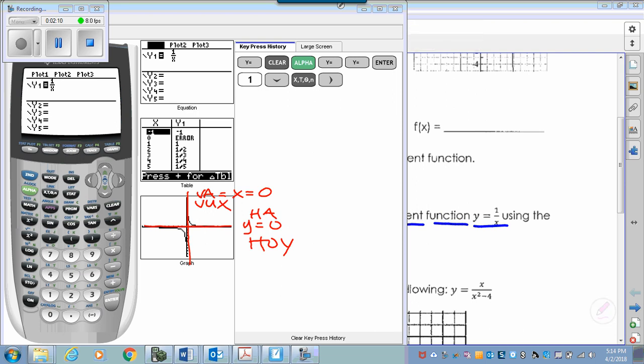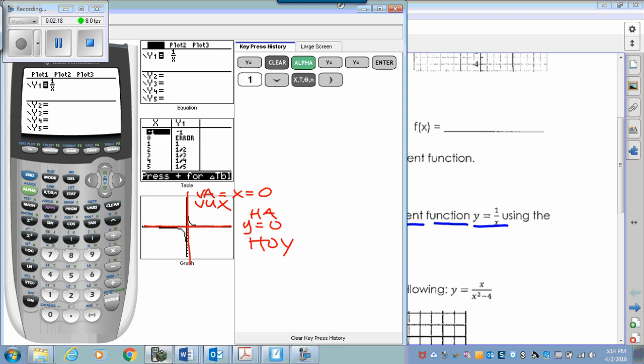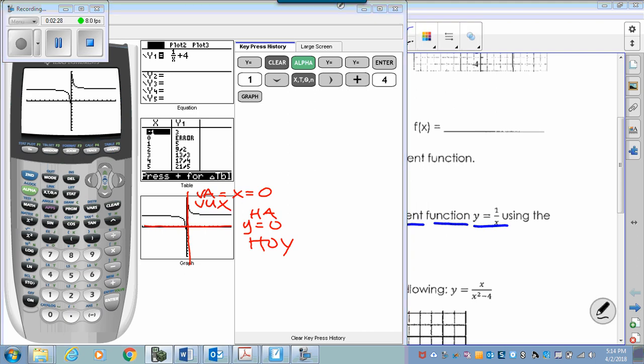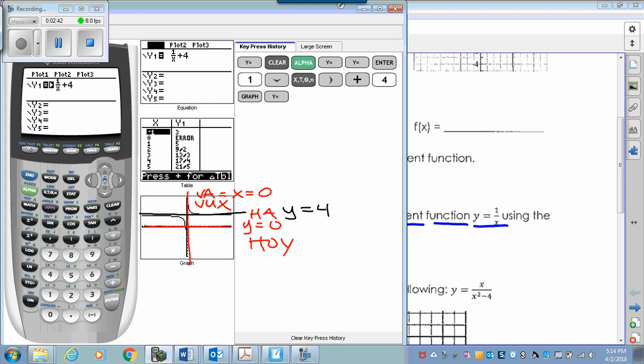So now I want to move that up 4 and left 7. So I want to go up 4. Well, how about if I go plus 4? Is that going to make it go up 4? Yes, it did. Okay, so now my horizontal asymptote is right there, y equals 4. All right, so that did move it up 4. If I have 1 over x plus 4 sticking out, that is going to make it go up 4.